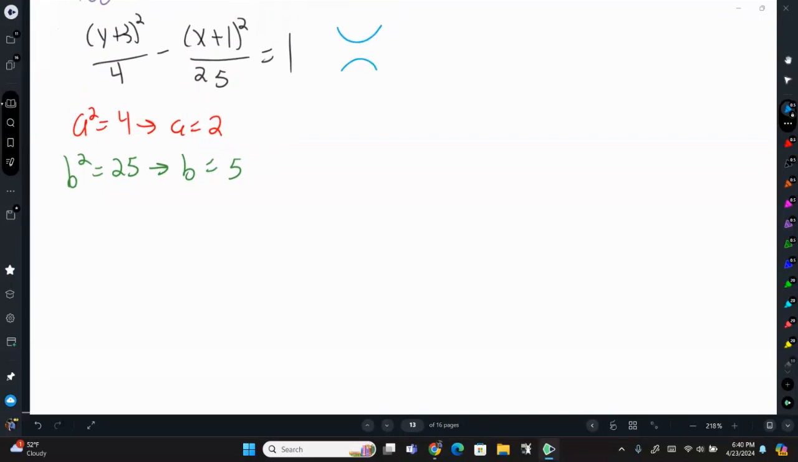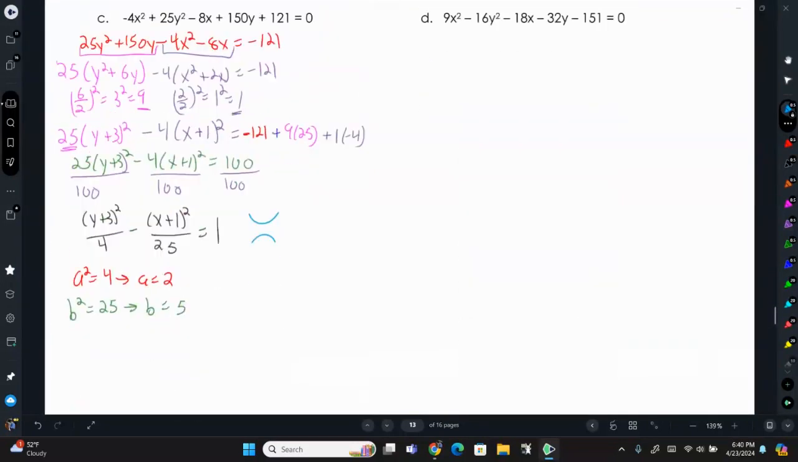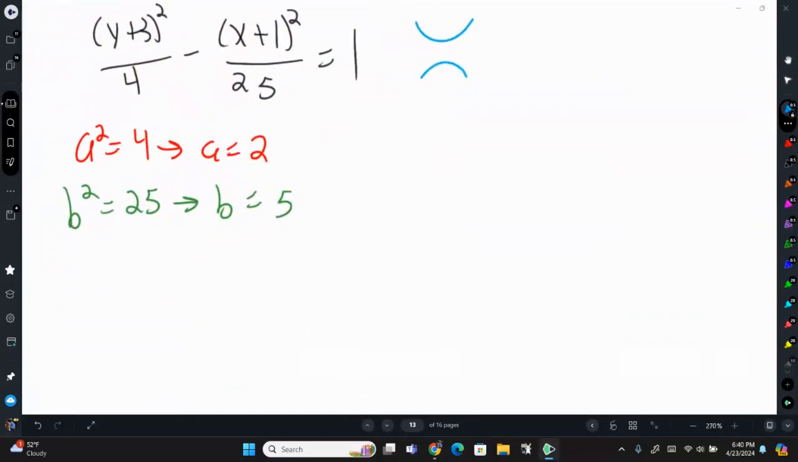All right, now c squared. C squared is equal to a squared plus b squared, which is 29, which means c is equal to the square root of 29.